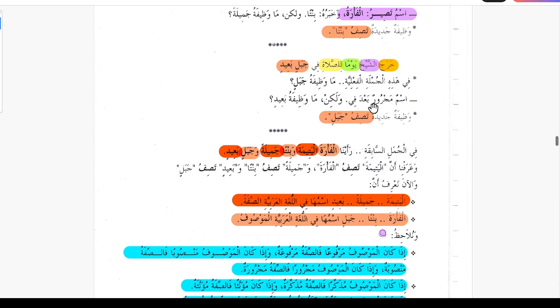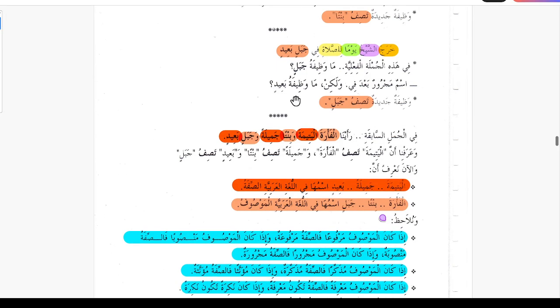So the question is, what is the function of jablin? Jablin is ismun majrurun ba'da fi, the ism majrur ba'da fi. Walakin ma wazifatu ba'idin, what is the function of ba'idin? It is again wazifatun jadidatun, a new function, tasifu jablin, which describes the mountain.